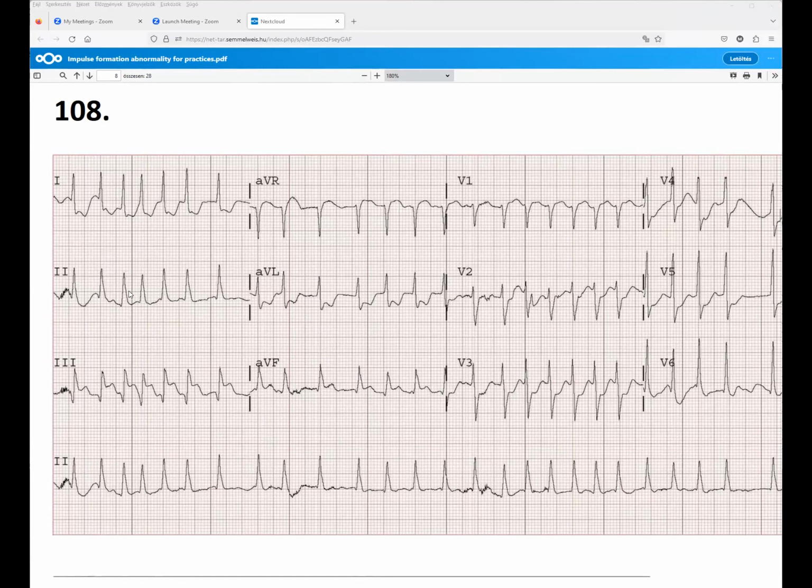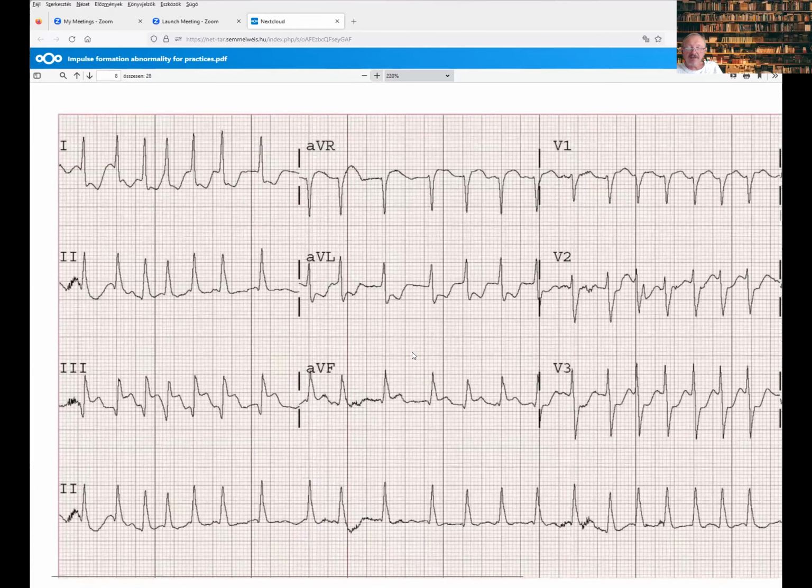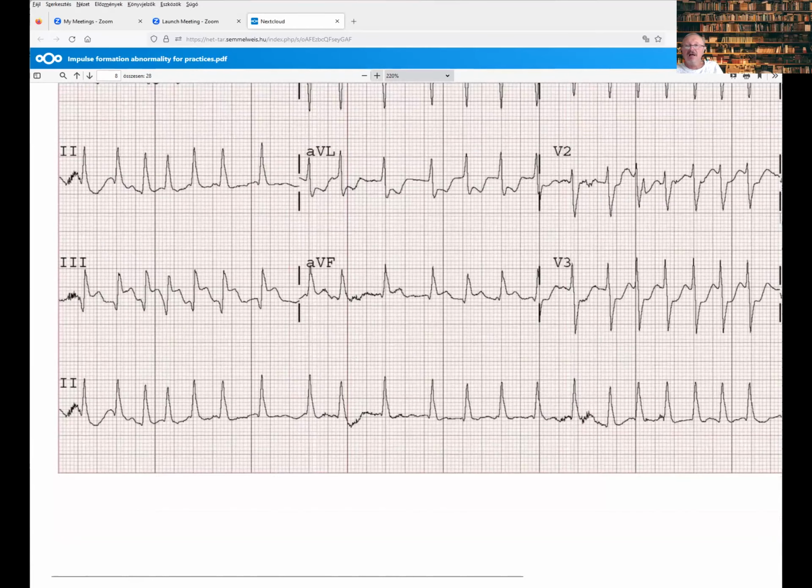And I think it's atrial fibrillation because there's no P wave. Okay, well, very good, very good. Another thing, I'm going to magnify it, okay? I'm going to magnify it.